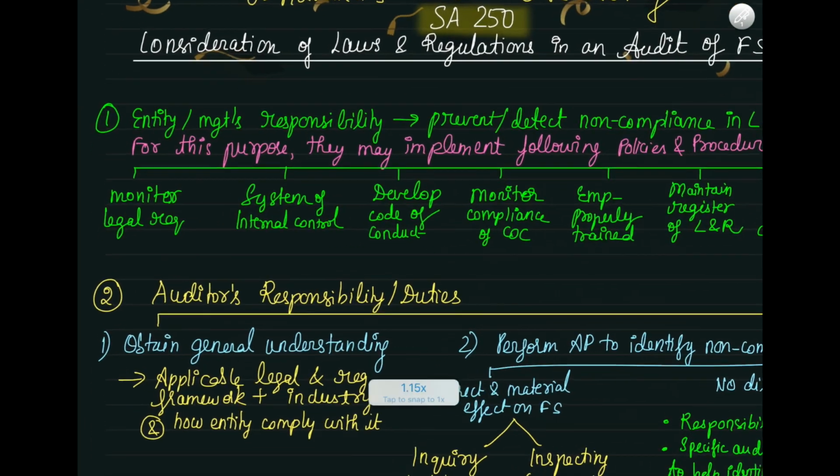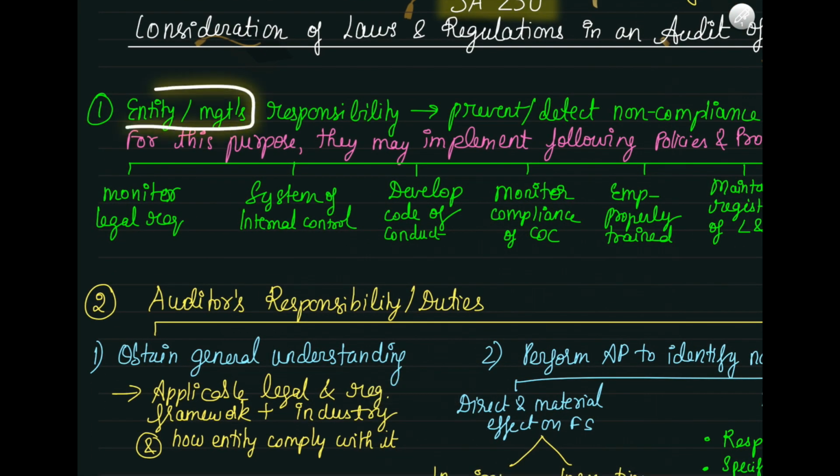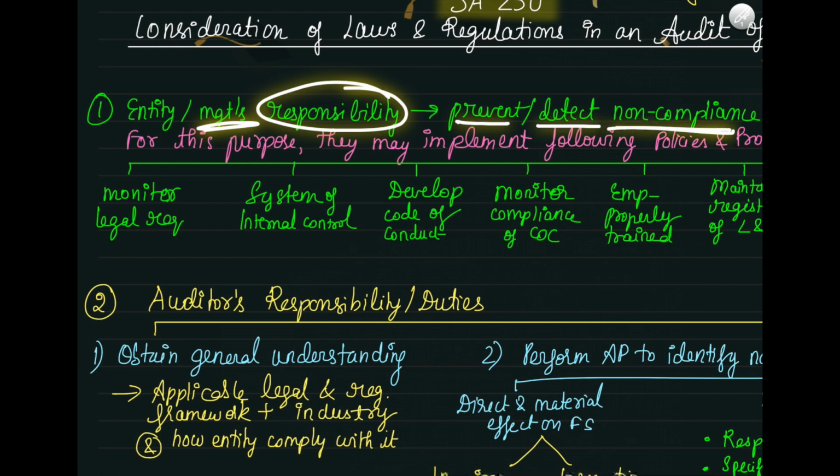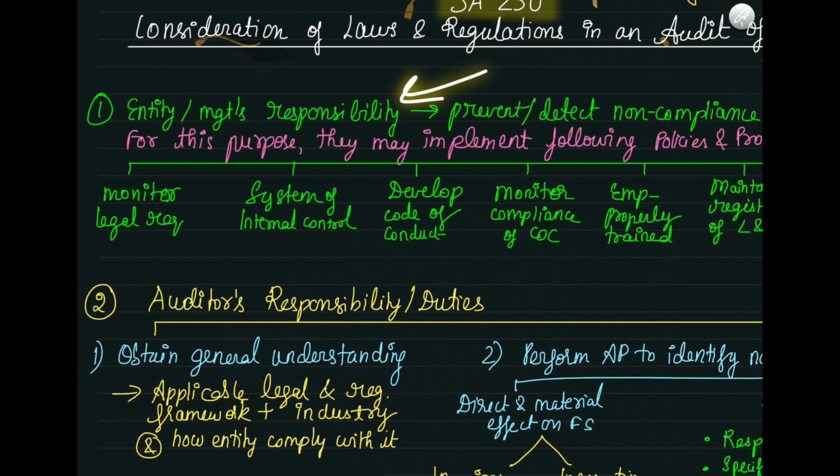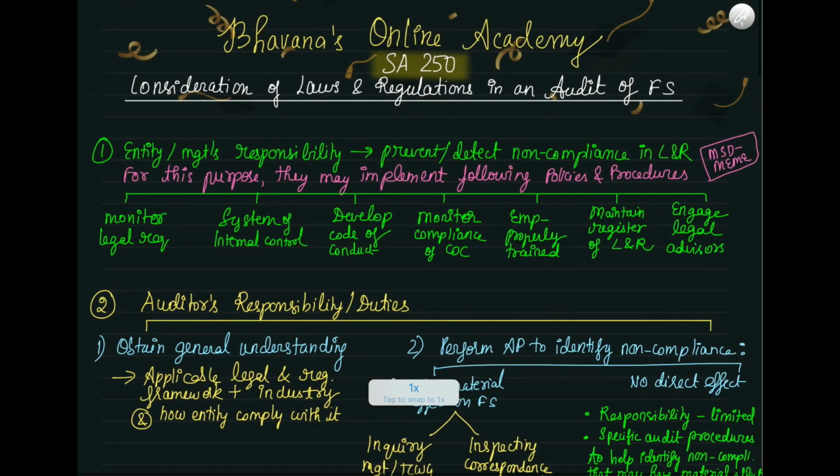Okay, so first it speaks about the entity's or the management's responsibility towards these laws and regulations. It tells you, listen, management, it is your responsibility to prevent and detect any non-compliance. You should take care of laws and regulations. The auditor is not going to come and take care of whether you're preventing and detecting the non-compliance. The management or the entity will have the responsibility for the prevention and detection of non-compliance in case of any laws and regulations. So it has to make sure that all the laws and regulations are being followed and complied with.